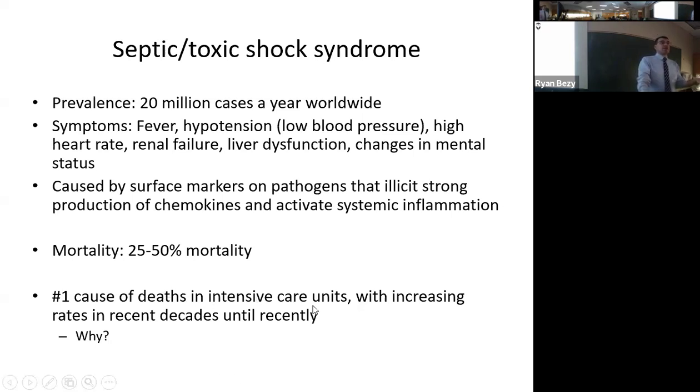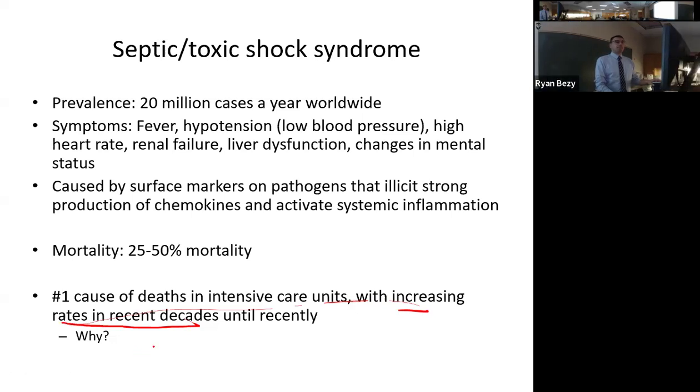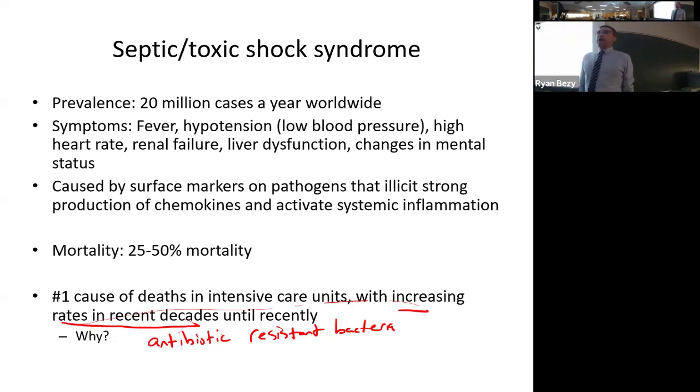And this is the number one cause of death in intensive care units, ICUs. There have been increasing rates over the last few decades. Anybody know why? Antibiotic resistant bacteria. So there are more bacterial infections that don't respond to antibiotic treatment. And with higher rates of bacterial infections, you get higher rates of toxic shock syndrome.